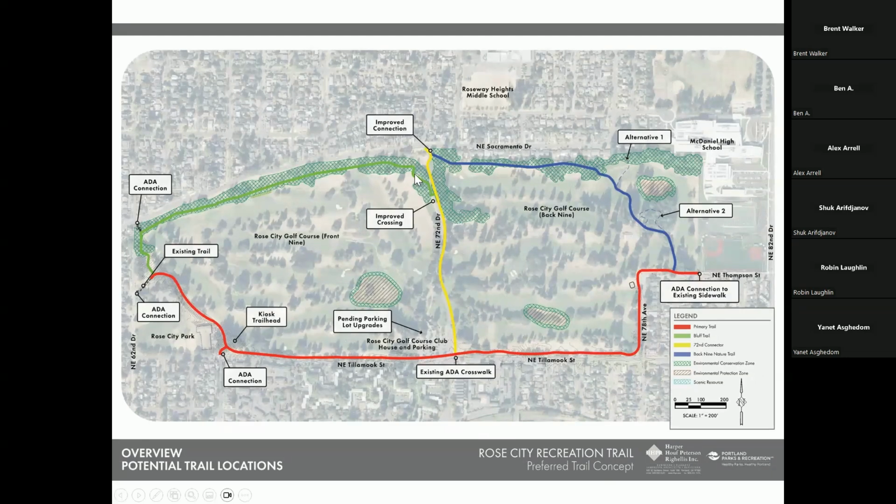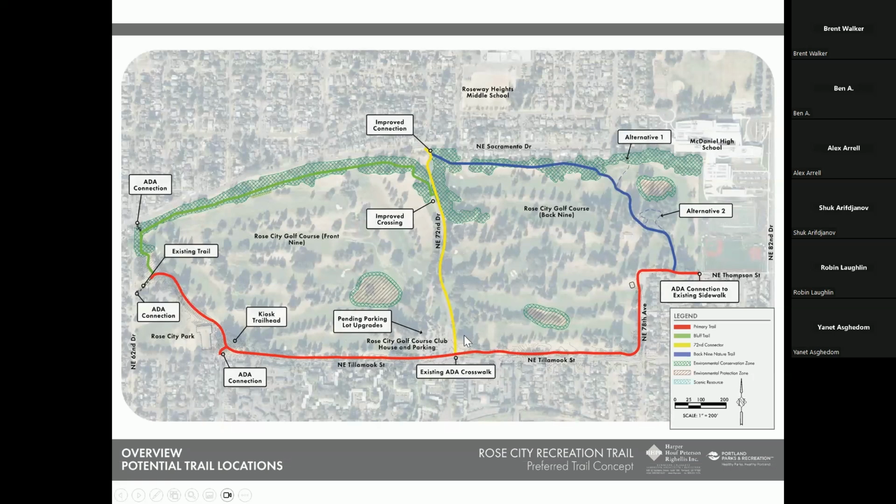overview. The trail around the green trail, the yellow trail, and the red trail around the western side, or the front nine side, of the golf course would be about 1.4 miles. The trail around the back nine connecting the red, yellow, and blue would be about 0.9 miles.